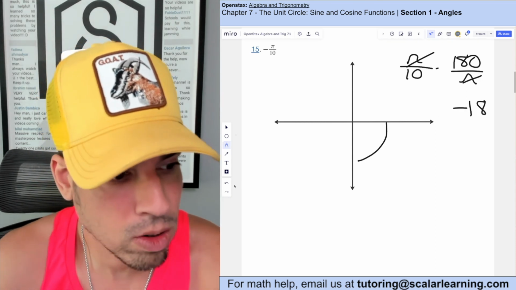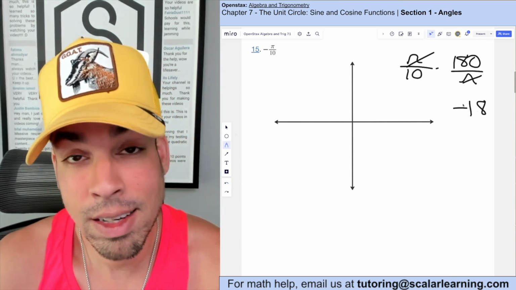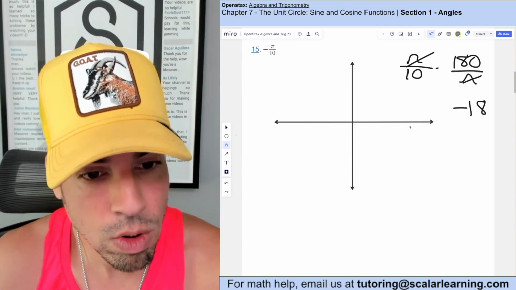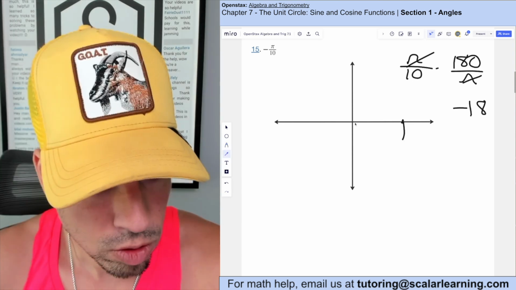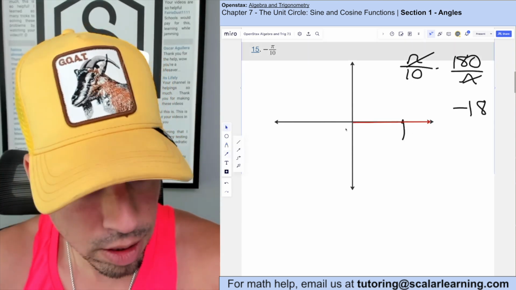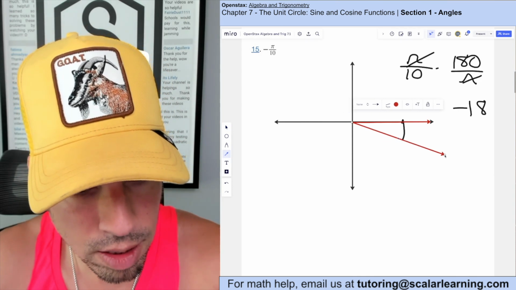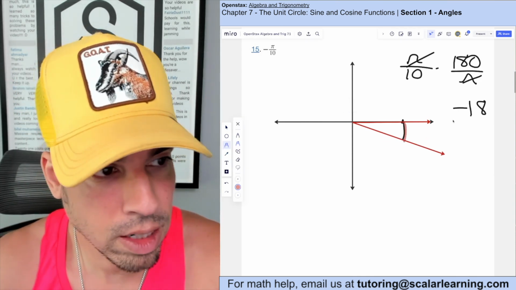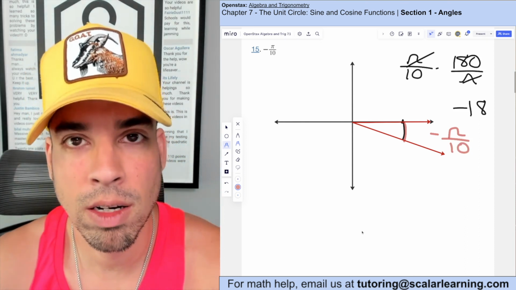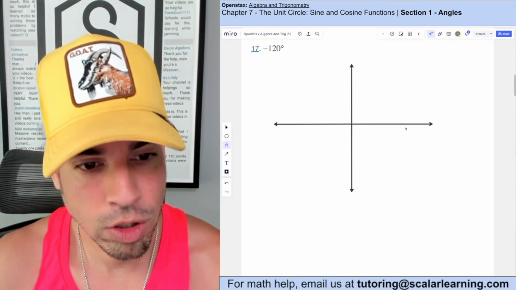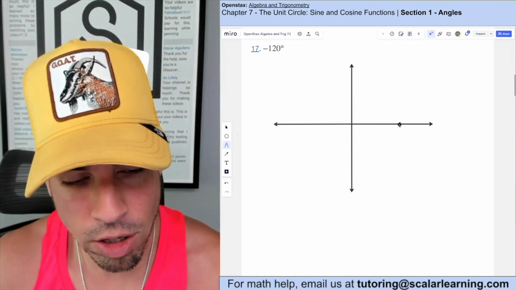We know this full amount is 90. 18 is 1/5 of that. So maybe we're going to go starting here, maybe like this amount. So then here's the initial side. Here is the terminal side. And then here's our little angle of negative 18 or negative pi over 10 in radians. Boom, done.